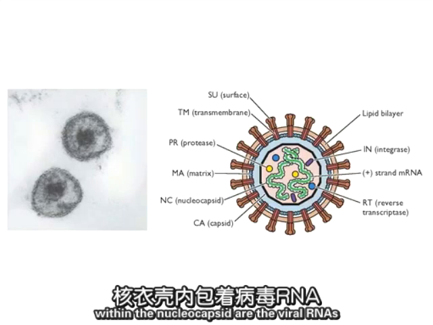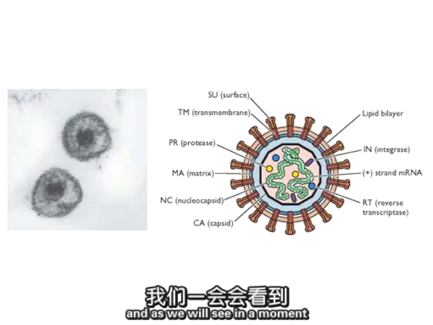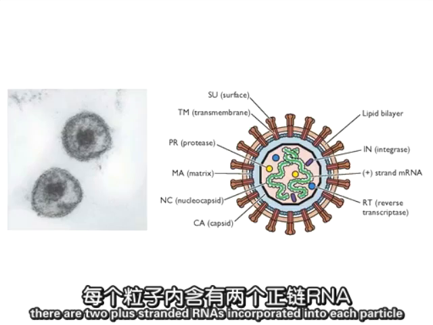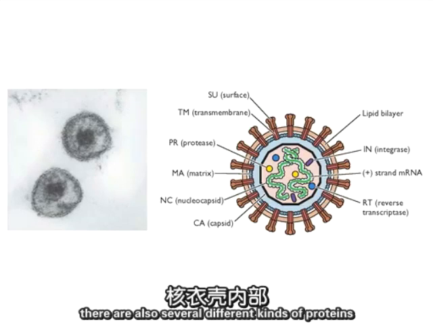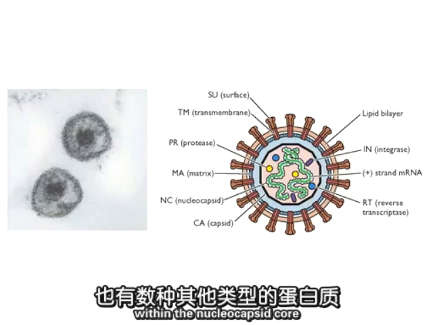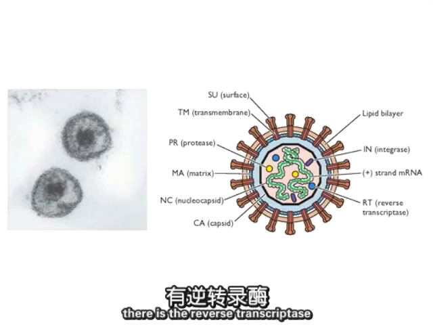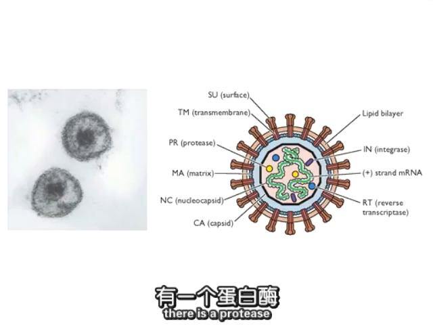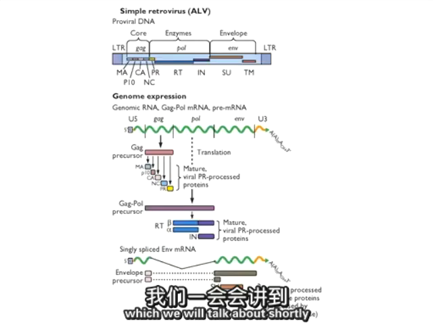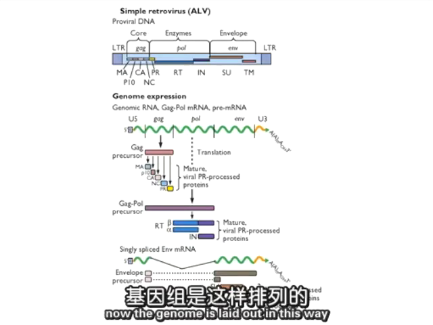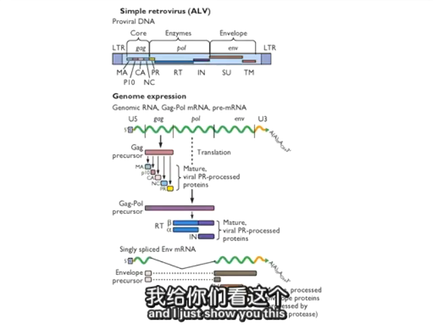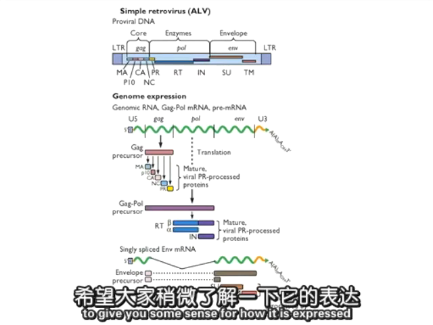Within the nucleocapsid are the viral RNAs, and as we'll see in a moment, there are two plus-stranded RNAs incorporated into each particle. There are also several different kinds of proteins within the nucleocapsid core. There's the reverse transcriptase, there's a protease, and an integrase, which we'll talk about shortly. Now the genome is laid out in this way, and I just show you this to give you some sense for how it's expressed.